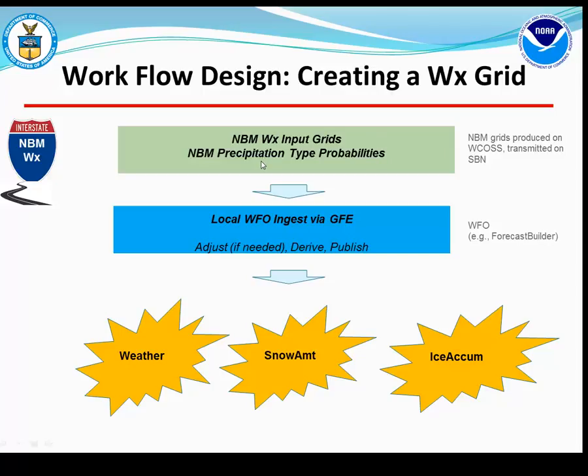But the idea is that these NBM grids are delivered to the WFO, and then the WFO can ingest those into GFE. And the adjustment based on current weather, especially in the short term, is available in GFE. The ability and methodology to adjust those grids is available in GFE, and then a rederivation can occur of the probabilities after adjustment of the input grids, and then we rederive and publish our weather, snow amount, and ice accumulation.